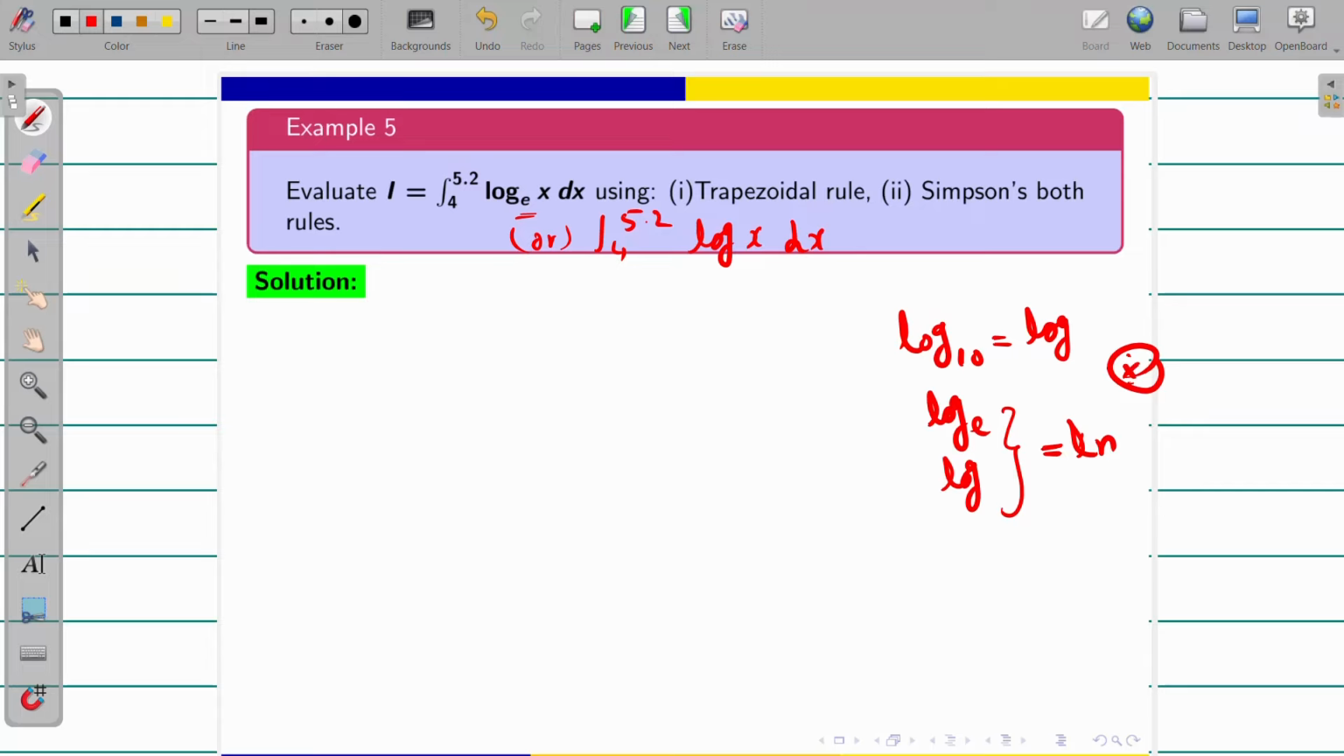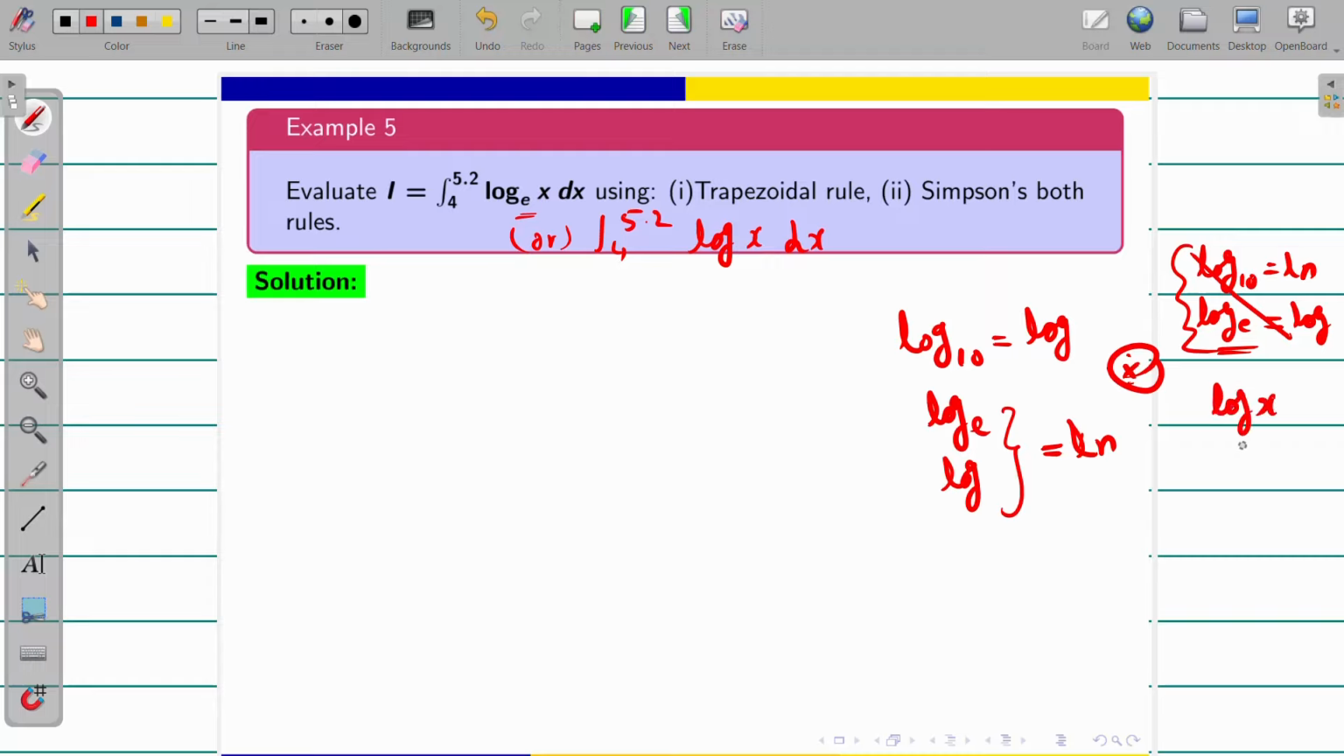Log to the base 10 and log to the base e are entirely different. Suppose you know the programming concept: in the programming language, log to the base 10, you'll use log10, and log to the base e, or when nothing is specified, you'll use log. So it is entirely different. Only compare the programming language, do not confuse it with that, because if you follow the programming language, you know very well I'm having log x.